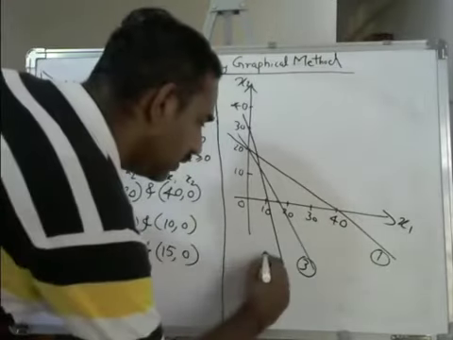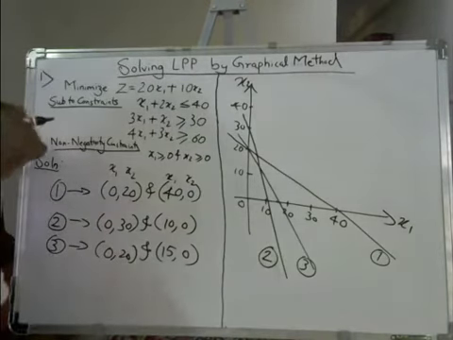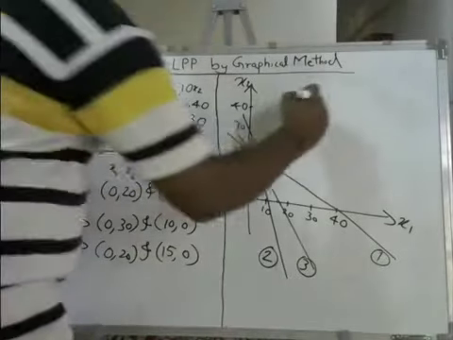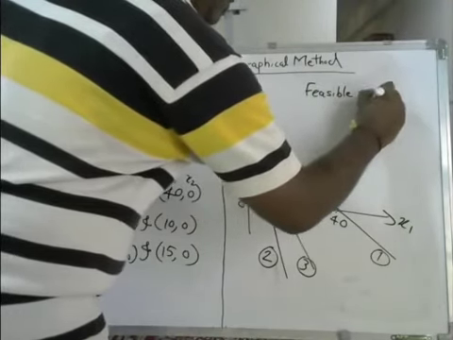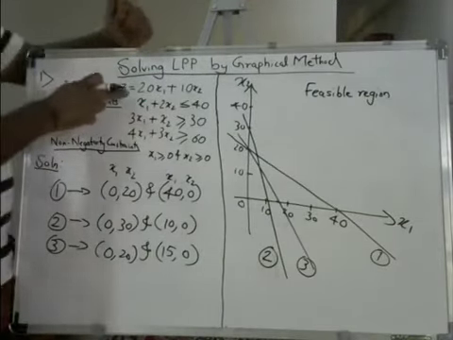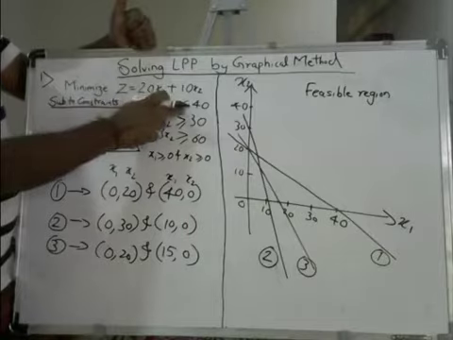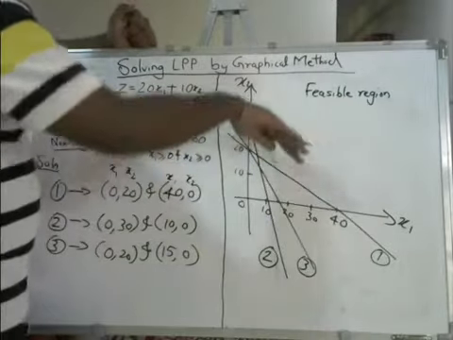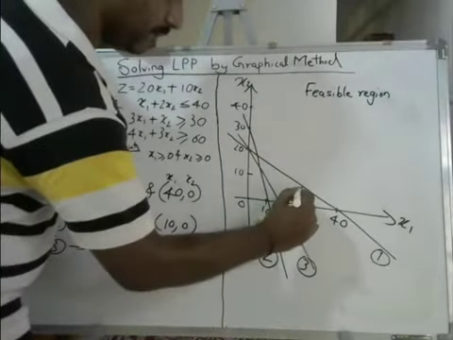This line is for the second equation. Now, what you have to do is find out the feasible region in this graph. Now, how to find out the feasible region? Let us come back to these constraints. Here the constraint for the first equation is the less than or equal to sign. This is the line for the first equation. Here, if it is less than, the feasible region lies below this line.